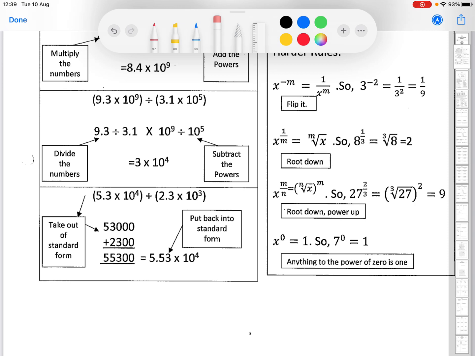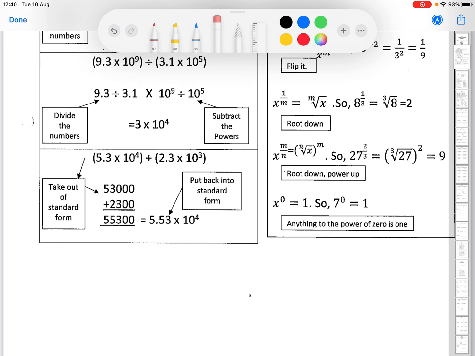For example, if you've got anything to the power of a fraction, that means the root of it. So if you've got 1/2, that just means the square root of it. If you've got 1/3, that means the cube root of it. For example, 8 to the power of 1/3 would be the cube root of 8. So what number times by itself 3 times gives you 8? Well, the answer is 2.